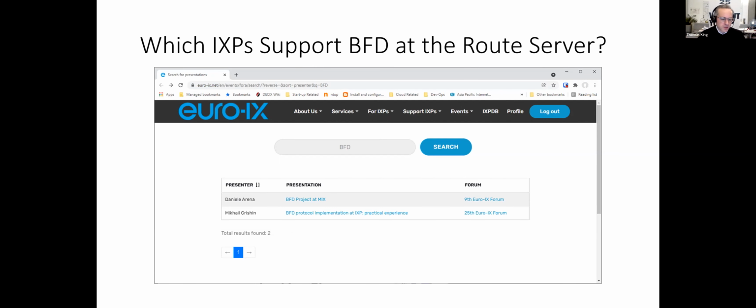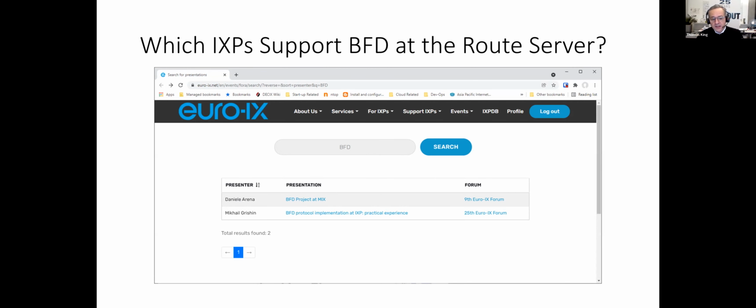And now you could argue, wait a second, BFD is not a new technology, right? It's years old, and actually I looked it up on our really nice UIX website, because if you log into the UIX website, you can look up all the different presentations which have been held about the topic of BFD during the last years. And you see the Mix guys have given a presentation on the 9th UIX forum. It's quite a couple of years old, this presentation. I think it's from 2006. And Moscow IX also gave a presentation about BFD being available at their IXP on the 25th UIX forum.